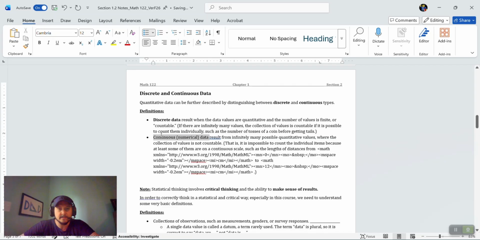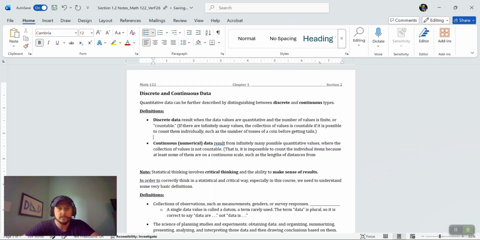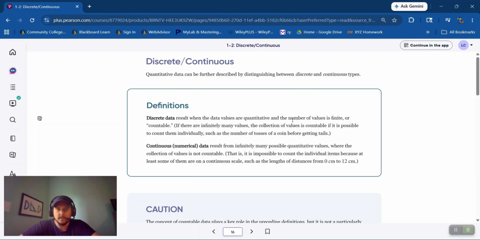Continuous data. Result from infinitely many possible quantitative values where the collection of values is not countable. That is impossible to count the individual items because there are at least some of them that are on a continuous scale, such as lengths and distances. And yeah, so I think of the real number line when it comes to this.